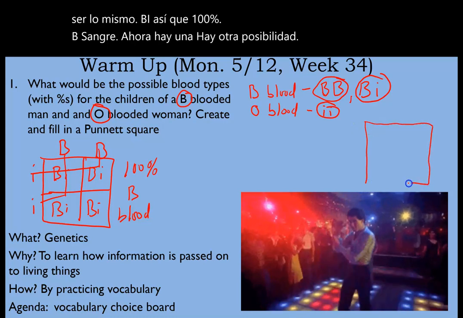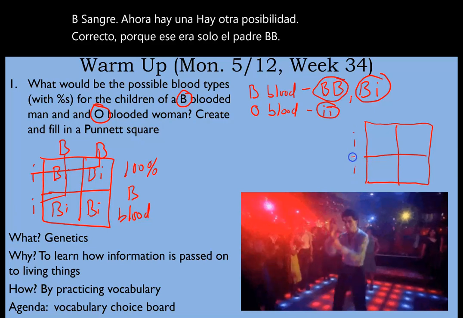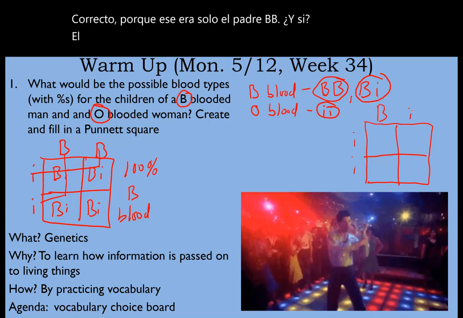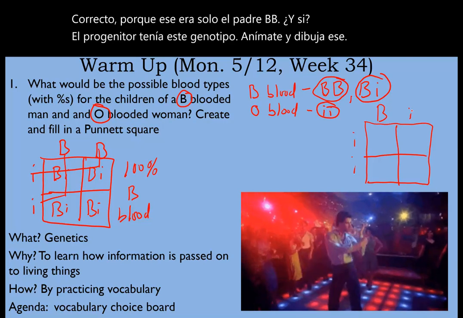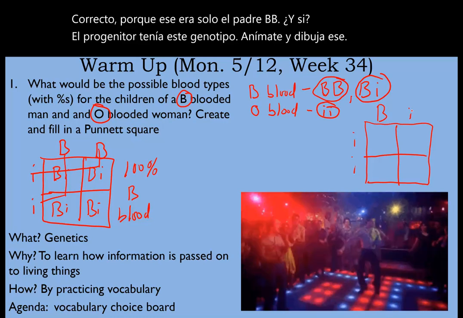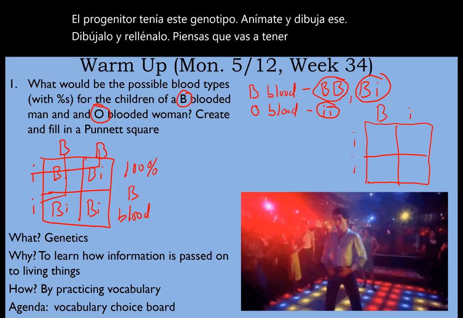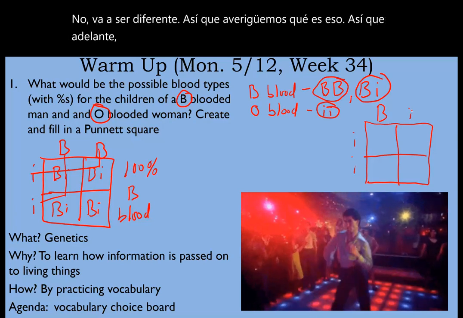Now, there's one other possibility, right? Because that was just the BB parent. What if the parent had this genotype? Go ahead and draw that one. Draw that and fill it out. You think you're going to have the same outcome? No, it is going to be different. So let's find out what that is. So go ahead, fill that out, draw it right in.